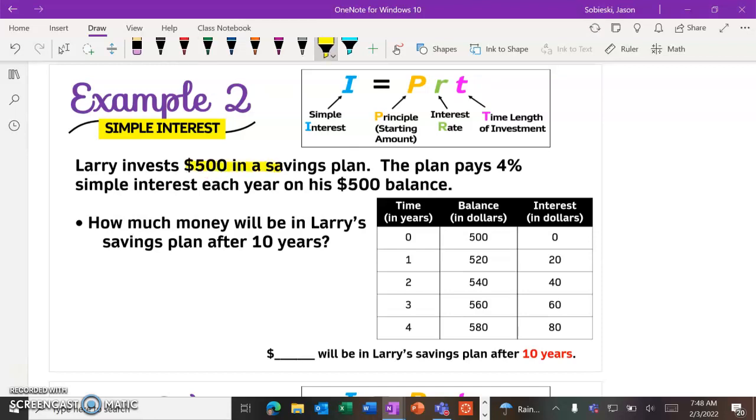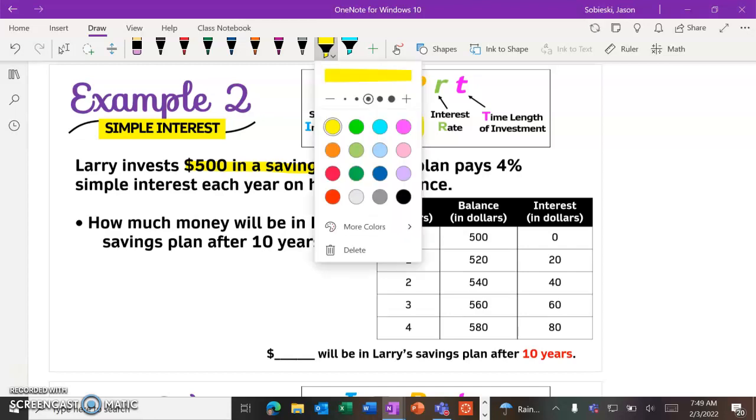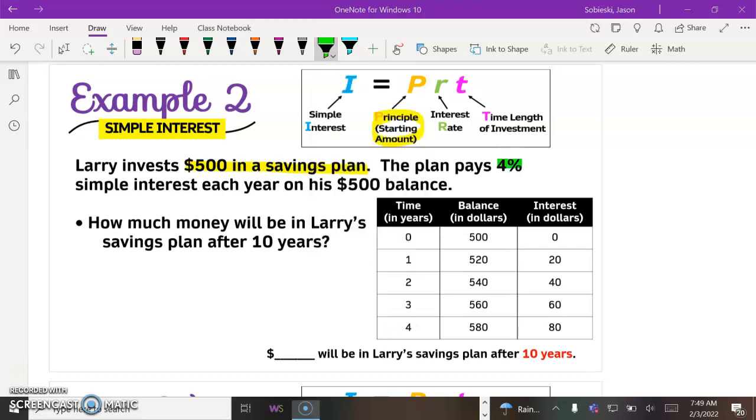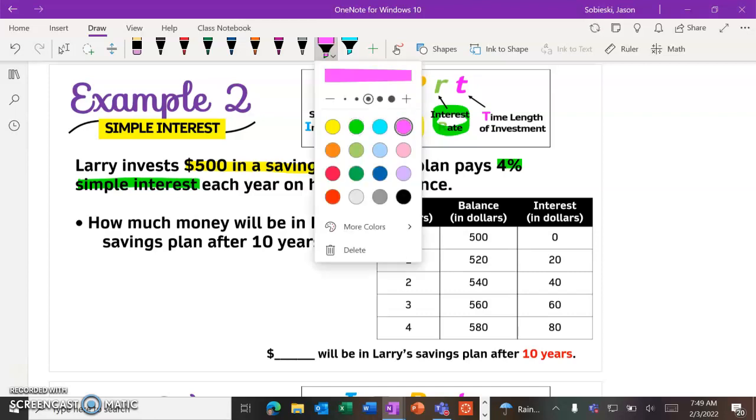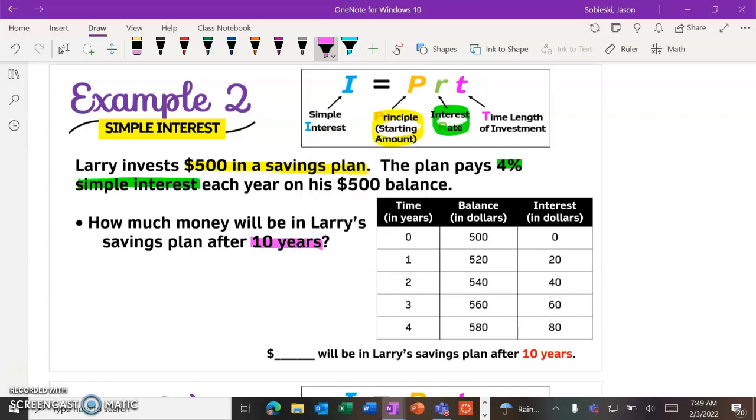The $500 that Larry invested is called our principal. It's our starting amount, so we're going to need that. It says we have a 4% simple interest rate, so that's going to be what we put in for R. And they told us we want to find the balance after 10 years, so that's what we call the time length of our investment. We're going to use the same formula every time, I equals PRT. But we already know what the P, the R, and the T are.